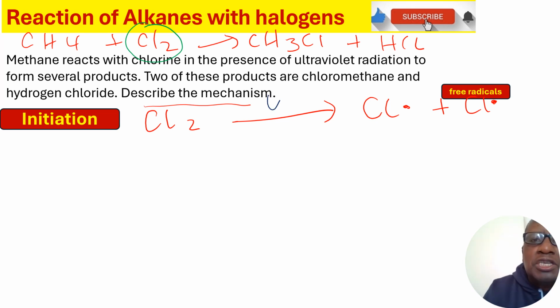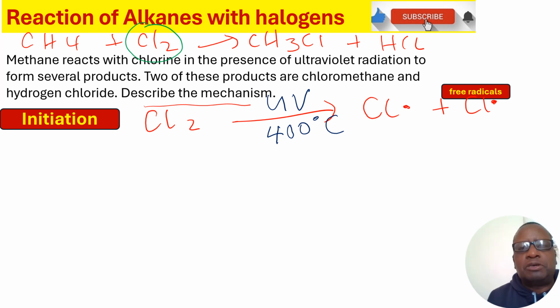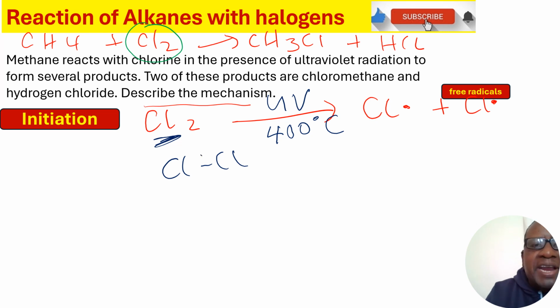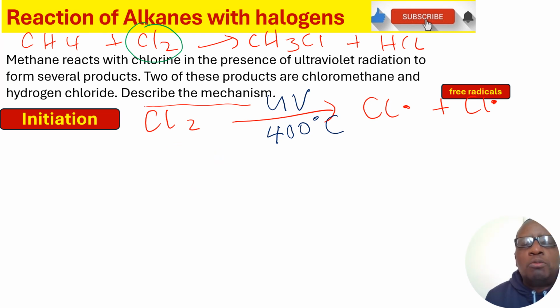For that to happen, you need UV light or high temperature, I could say 400 degrees Celsius. What type of bond breaking is happening here? You've got two chlorines joined together, and when they break, each chlorine takes an electron, so it's called homolytic fission. The type of bond fission there is called homolytic fission.